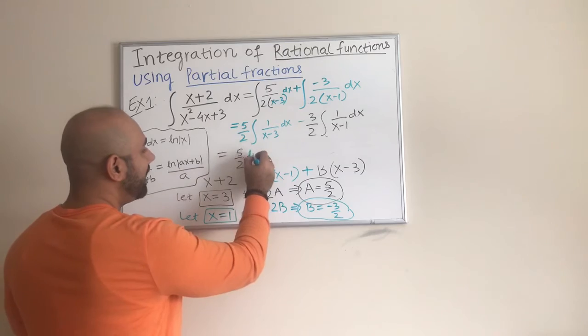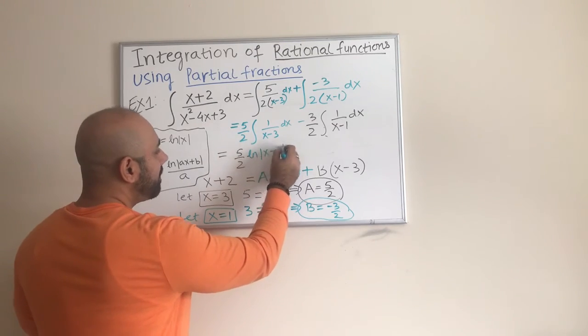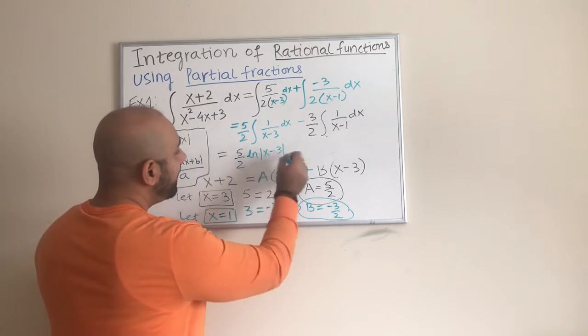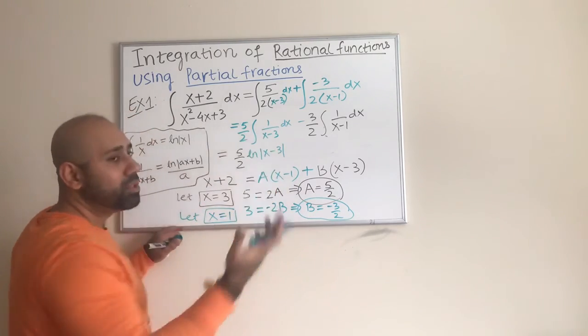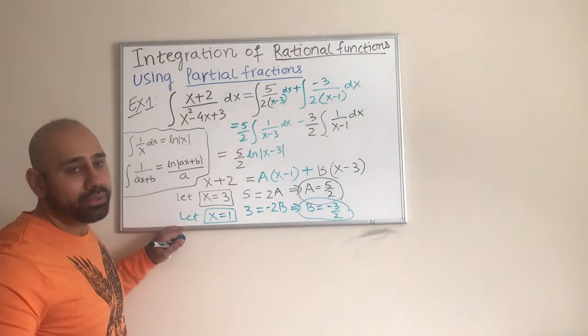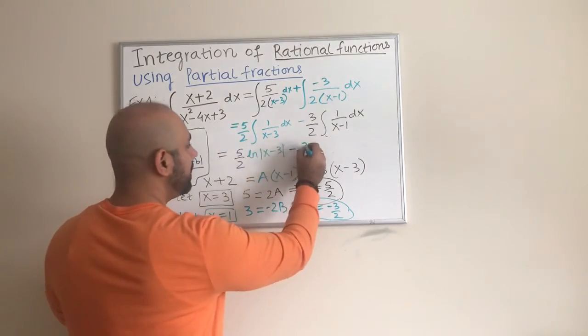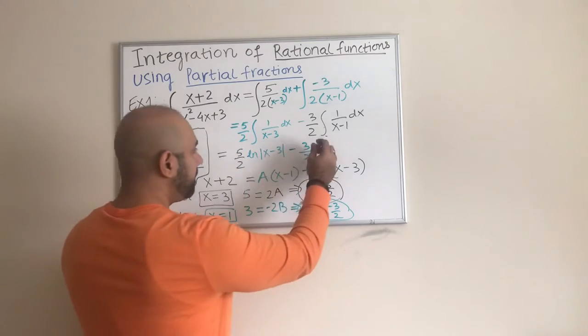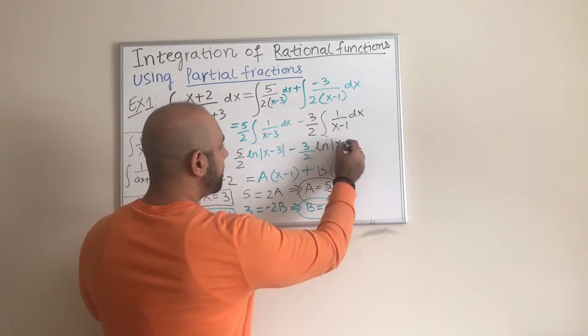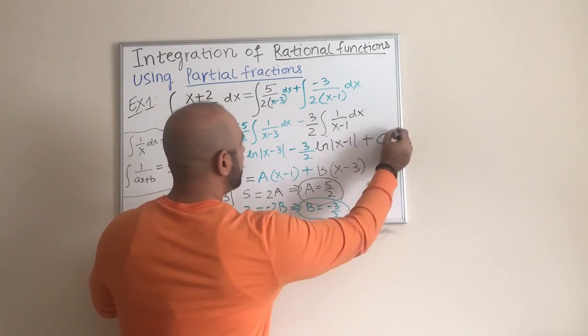So it's going to be ln of x minus 3 divided by the derivative of, or coefficient of x. It is 1, so you don't have to even worry about it, or you don't have to write it. Then minus 3 halves, and the same thing here, ln of x minus 1, don't forget, plus c.